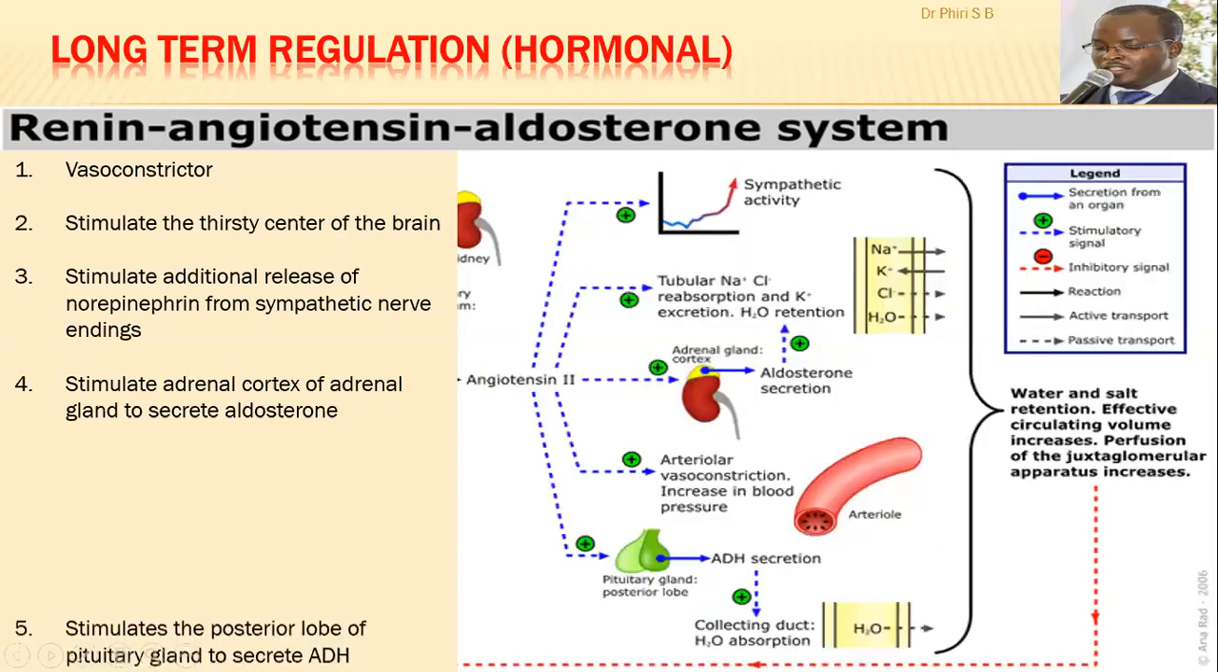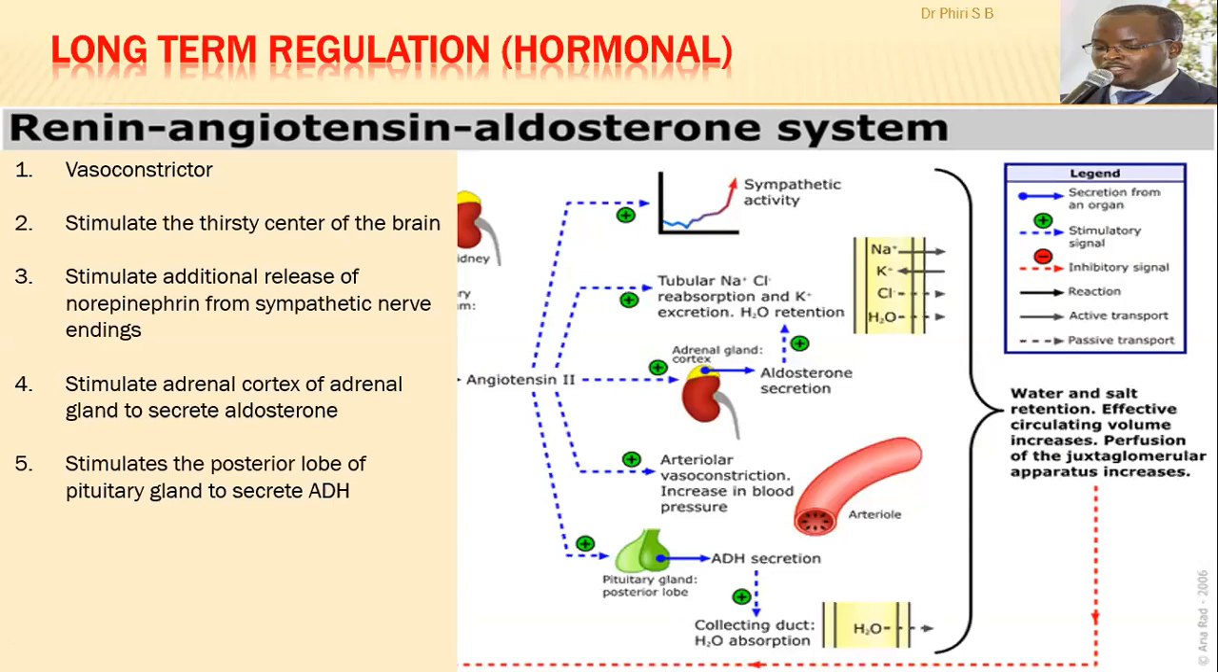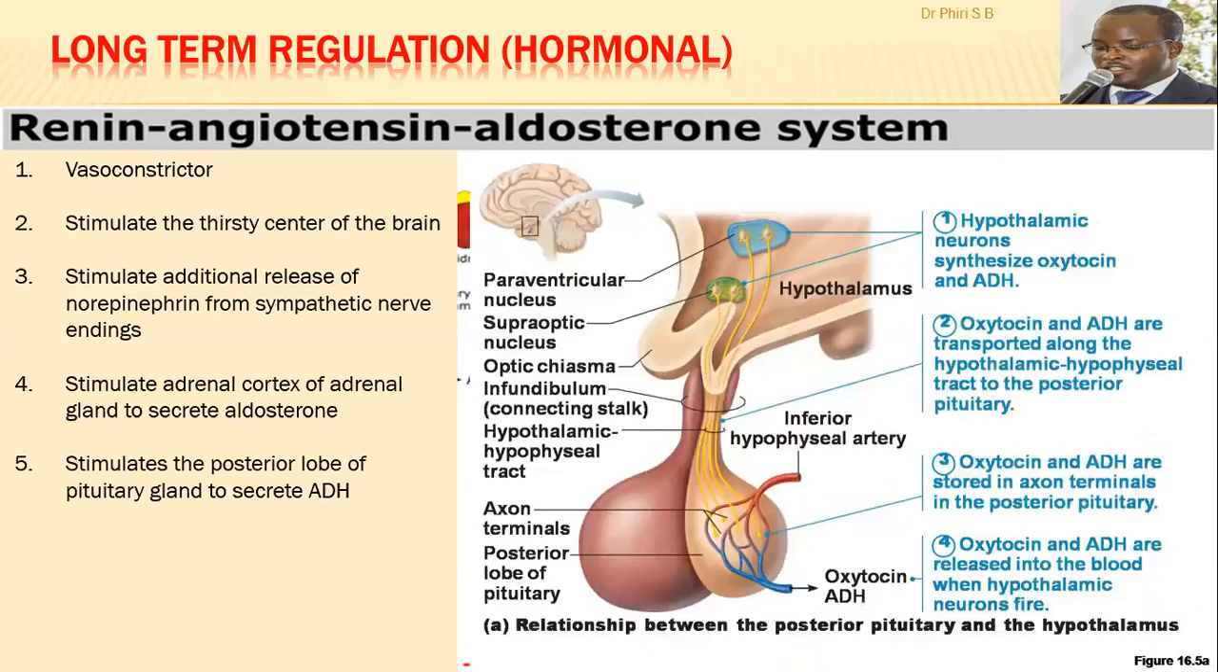Okay, then we said it's also going to stimulate the posterior lobe of the pituitary gland to secrete ADH, antidiuretic hormone or vasopressin. So you have two nuclei that are producing those hormones: the paraventricular nucleus and the supraoptic nucleus. These are producing oxytocin and ADH. So the ADH will be produced here. It will be transported by axonal transportation. Then it will be stored within the posterior lobe of the pituitary gland.